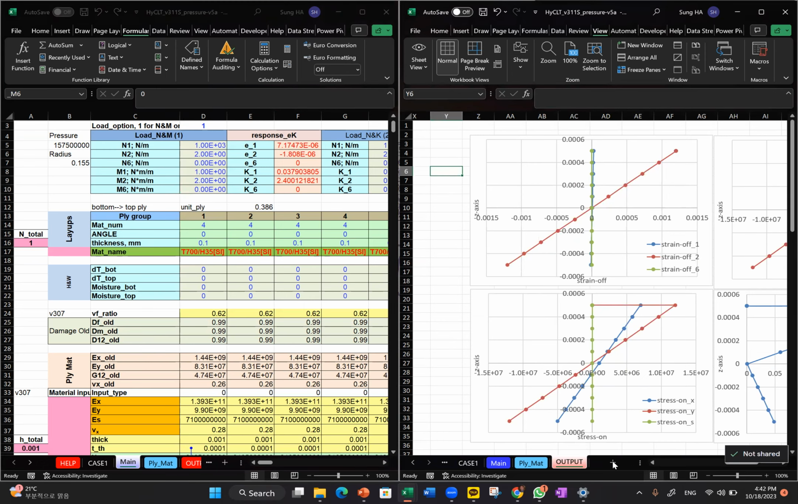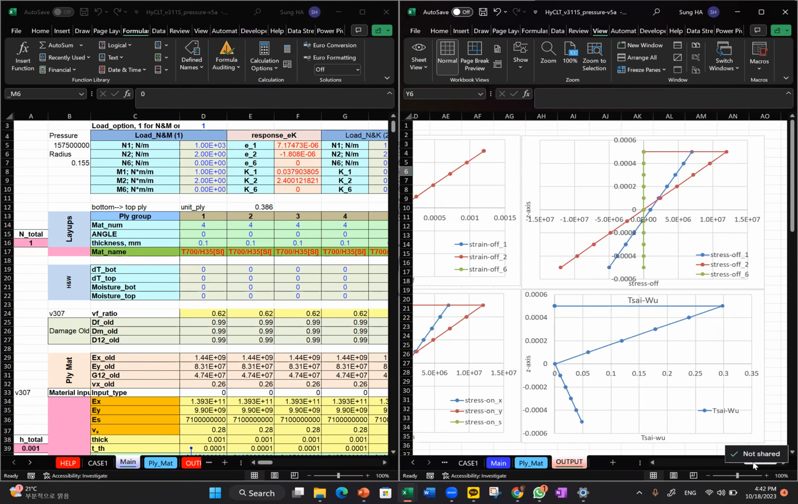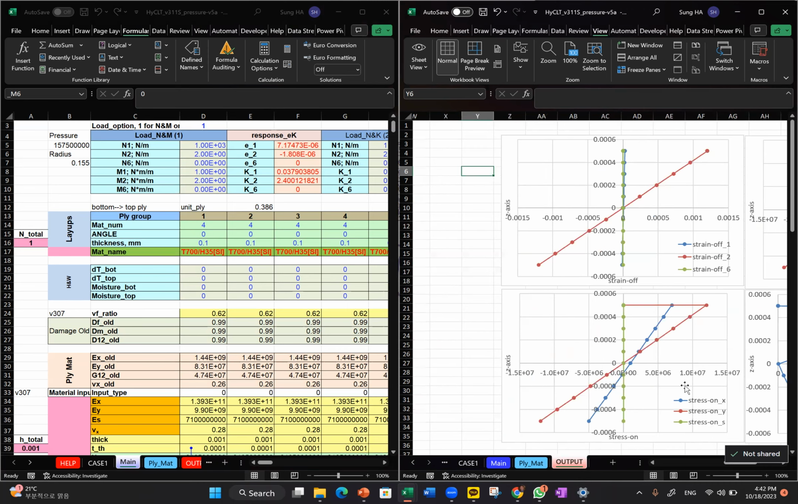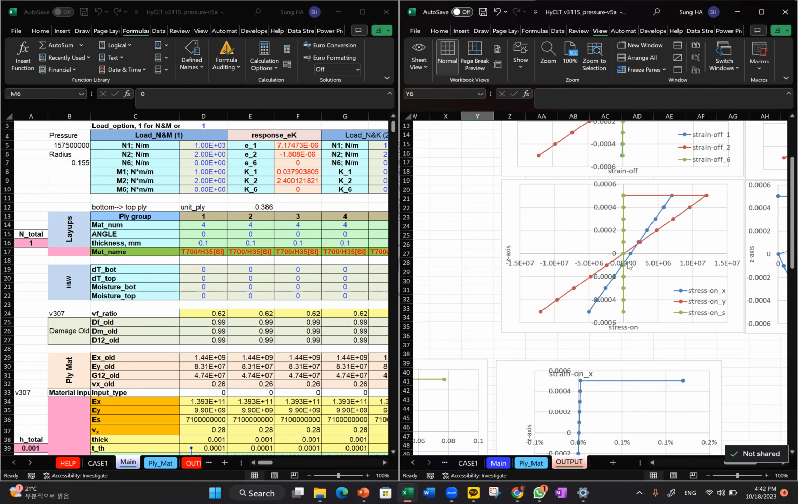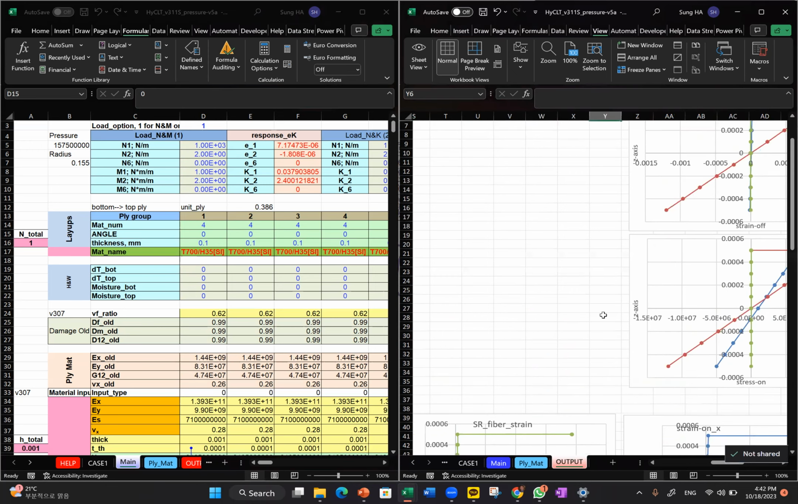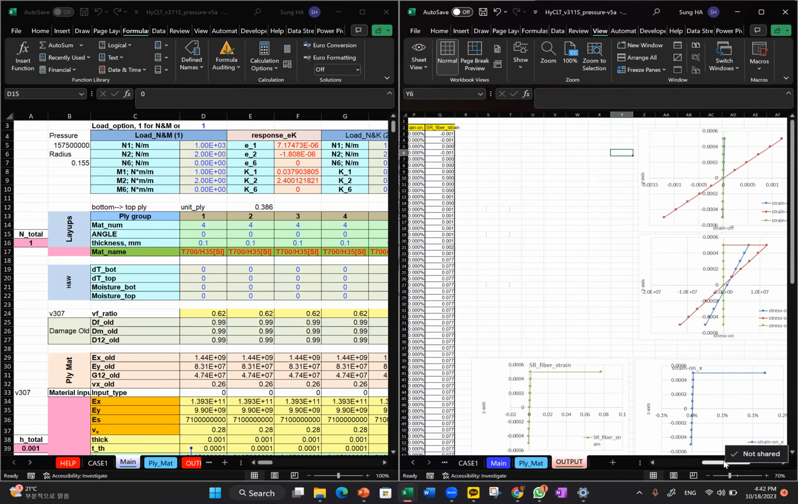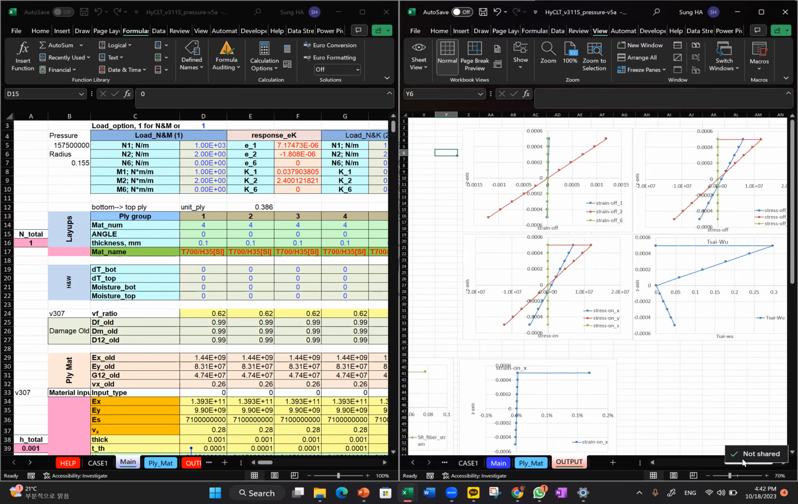And again, we didn't pay much attention to how much stress we're going to have, but as you can see, this is the on-axis stress, and this is the off-axis stress. On-axis means the along-fiber direction. Now each ply can have a different fiber direction. Of course, in this case we have all the same fiber direction, 0 degree. But now, as you can see, for the stress, we need to understand the strain and the stress.